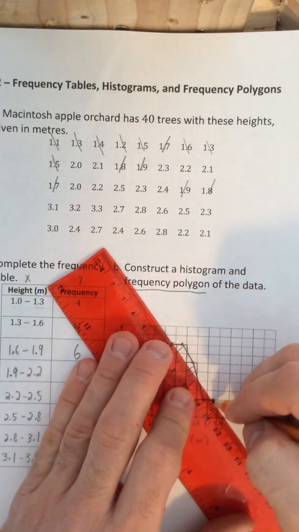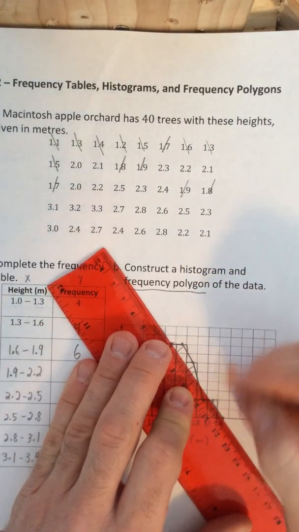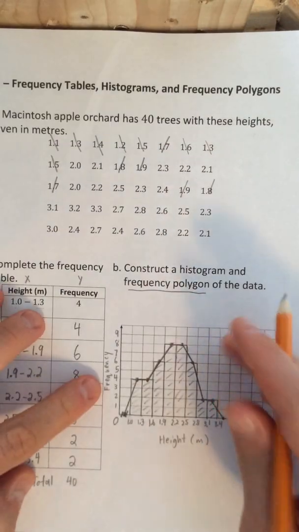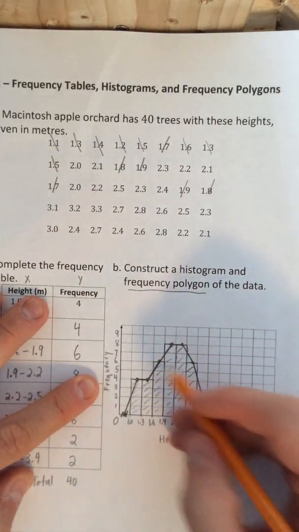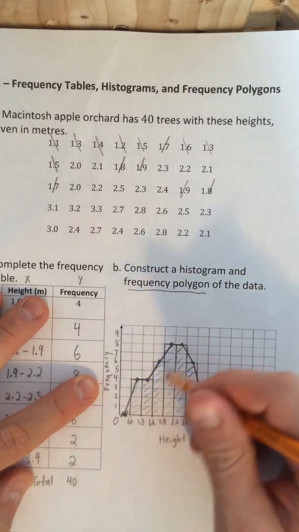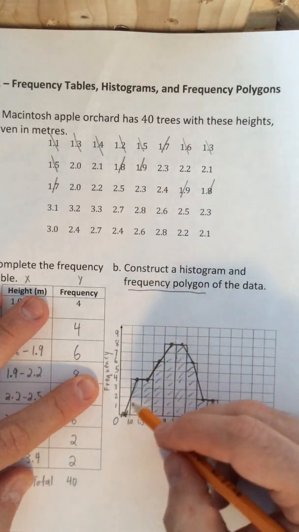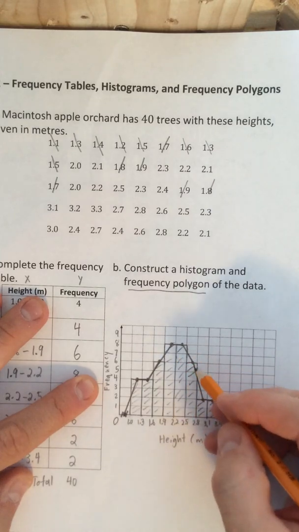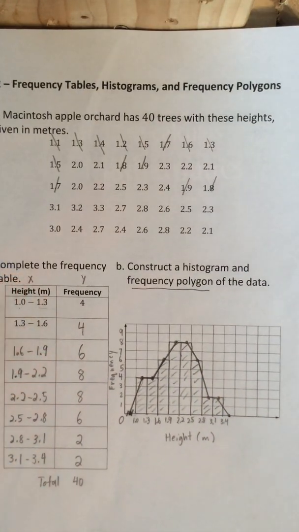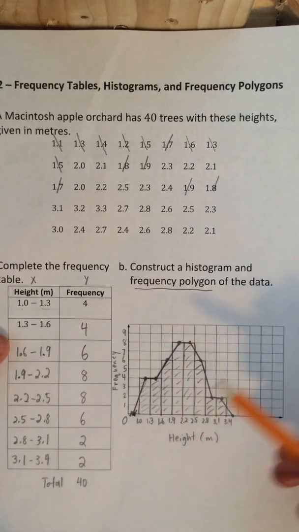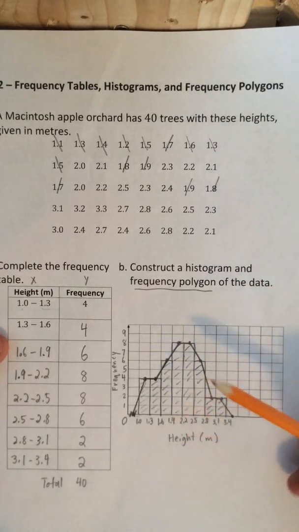So our frequency polygon would look a little bit different. It would look like this. All right, I know it's not as easy to see when it's on the histogram, but for a frequency polygon, the histogram would actually not be here. We would just be looking at this line. So this is how you draw a histogram as well as a frequency polygon.